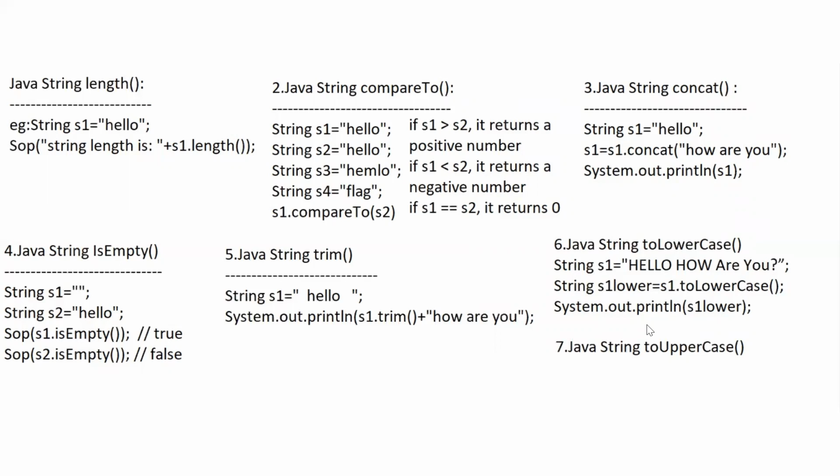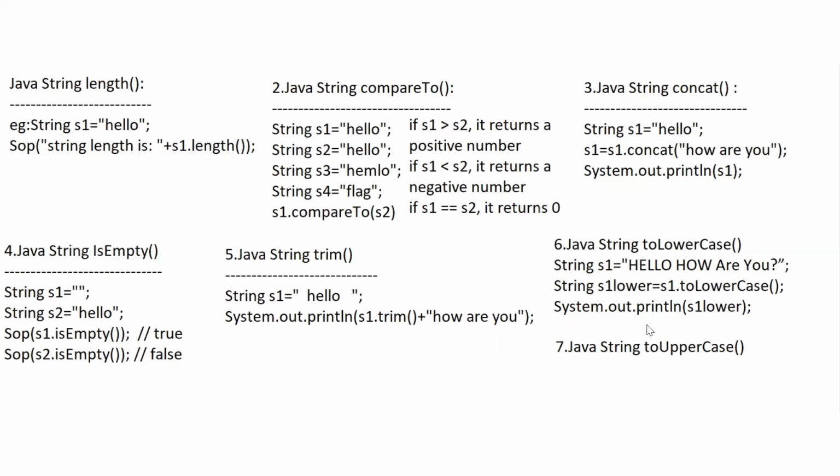It will return 0. Your favorite one, concat. Concat is nothing but concatenating two strings or appending two strings. Let us imagine String s1 equal to hello, s1 equal to s1.concat(" how are you"). So just print s1. s1 is nothing but what? Hello, how are you. Got it?